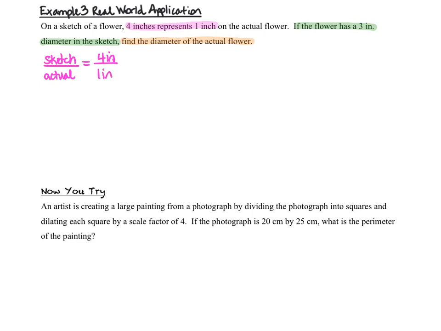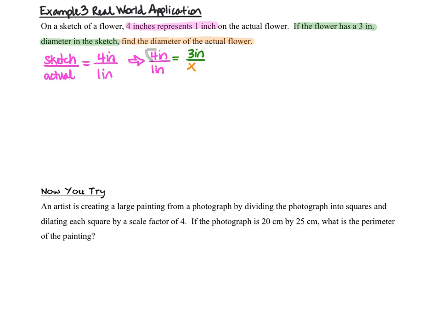This is the perfect application for a proportion, which we learned back in pre-algebra. So we start out with what we know, which is 4 inches represents 1 inch, and then we're going to set that equal to the information that's given to us. So the flower has a 3-inch diameter in the sketch, and we want to know what does that represent on the real flower. So we've got our proportion now.